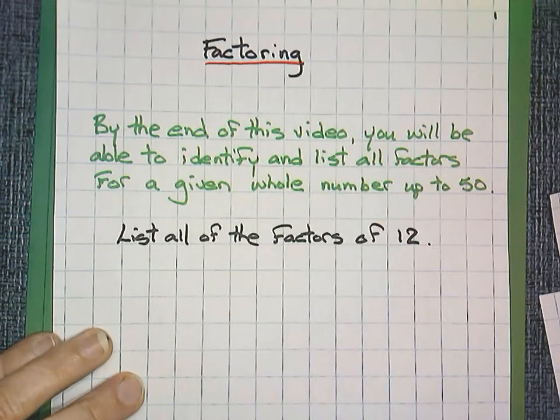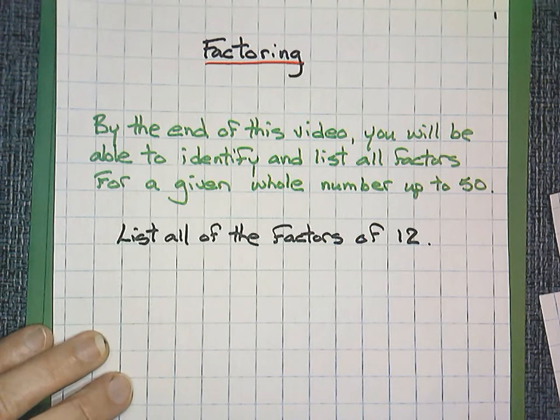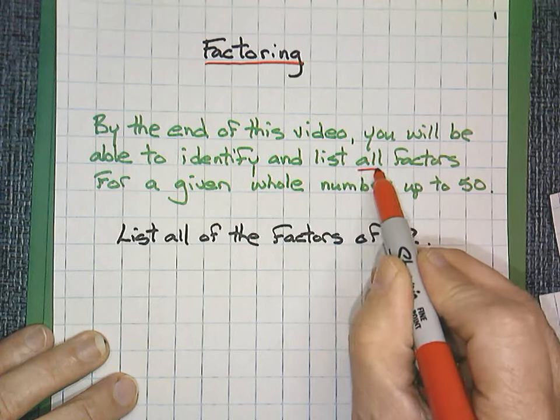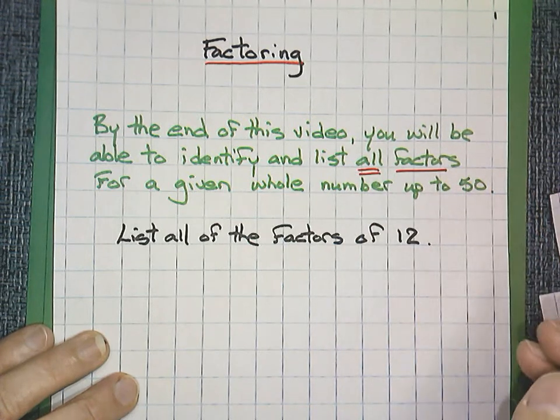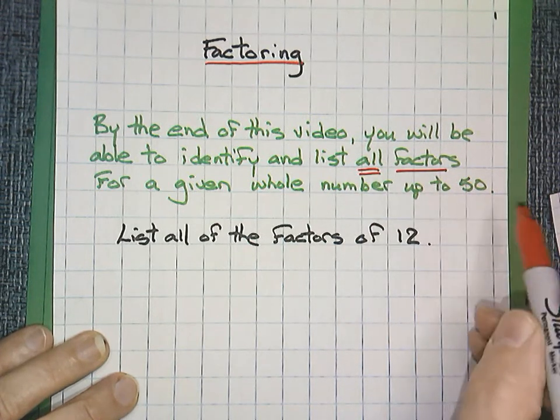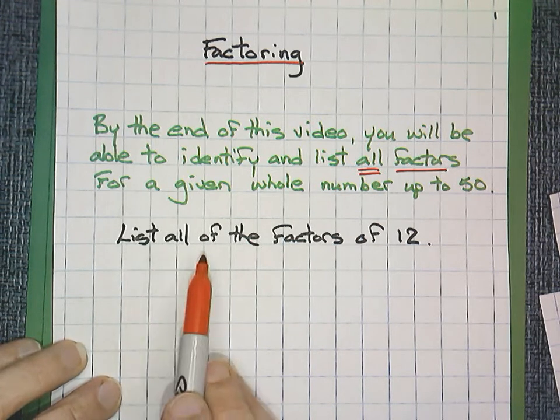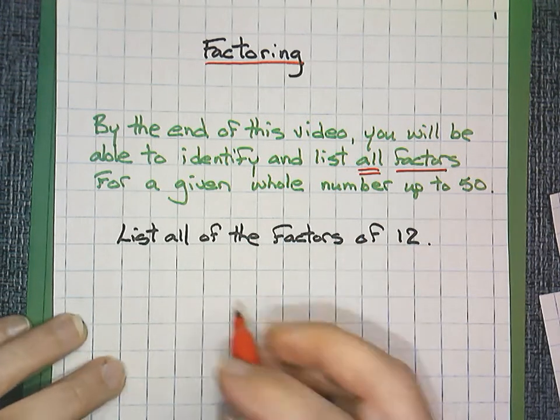Our topic today is called factoring. By the end of this video, you will be able to identify and list all factors for a given whole number up to 50. List all factors of 12.